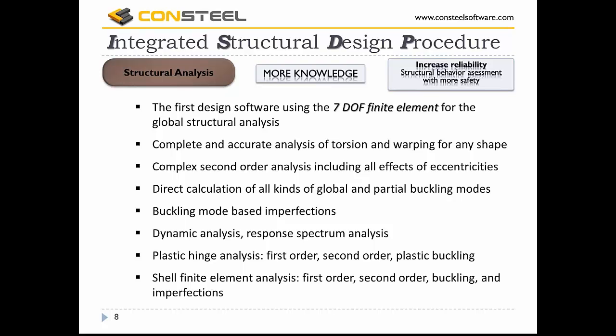And based on this element, a complete and accurate analysis can be done for torsion and warping, for any type of cross-sectional shape. A complex second-order analysis can be done, including all effects from eccentricities or imperfections. We can directly calculate all kinds of global and partial buckling modes. We can make buckling mode-based imperfections, and not only column buckling, so lateral imperfections, but any kind of lateral torsional buckling, or eccentric buckling imperfections.